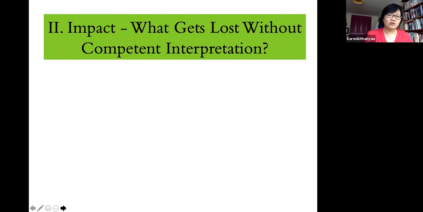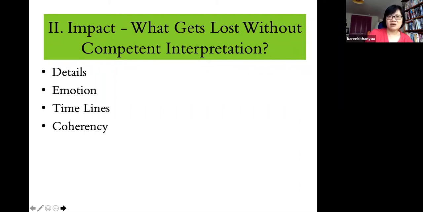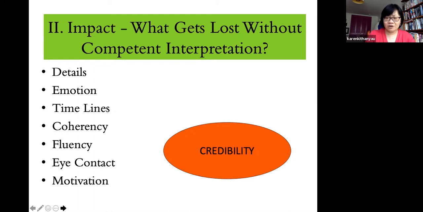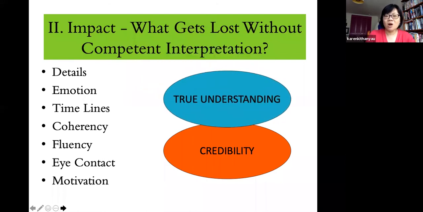So in order to understand why we need to ensure that there is competent and effective language access for our client, we should also understand what's being lost without it. We lose details, we lose emotion, we lose timelines, coherency, fluency, eye contact, motivation. And we know all of these are what makes sure that we can assess a client's credibility and how any fact finder is going to be able to assess a client's credibility. We also know these are the details that make sure we're able to truly understand what happened to our client.